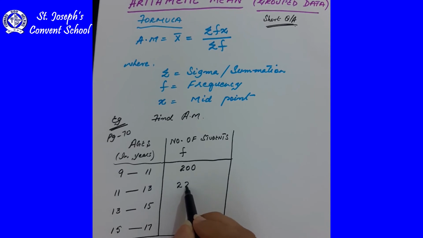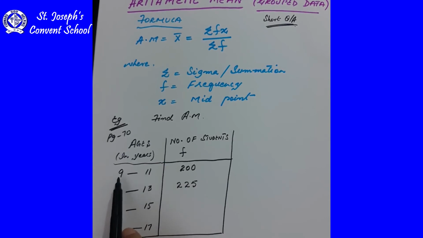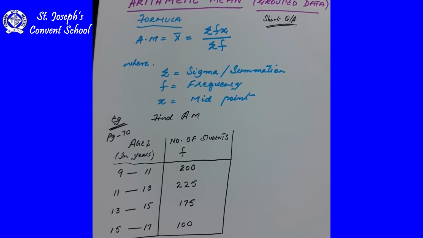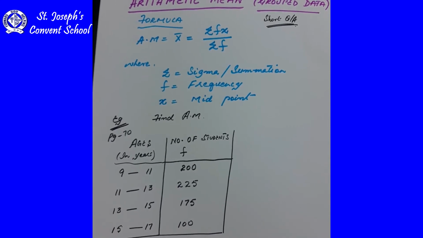In the frequency column, they have mentioned that in the first group, students whose ages are from 9 till 11, there are 200 students. Age group from 11 till 13, there are 225 students. Third one, age group from 13 till 15, there are 175 students, and in this age group there are 100 students. These two columns are given in your book in the question. In the exams also they are going to give you only these two columns.